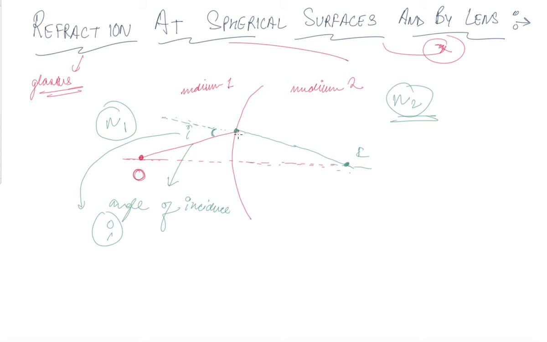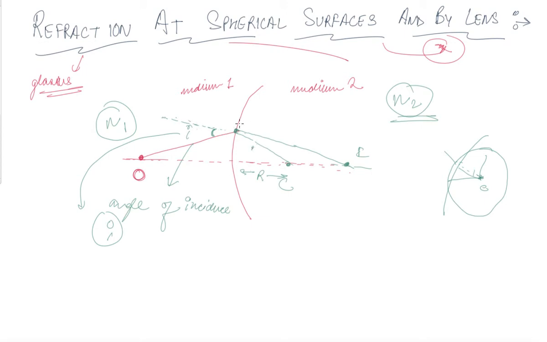Now if I extend the line of the normal, I'll have my C, the center of curvature. This is given by the radius of the spherical surface. If this is a spherical surface, even if I cut this part, if I draw a normal, it will pass through the center C. This is the radius of curvature, and the distance of any point is always R.